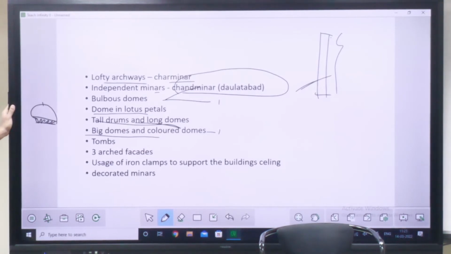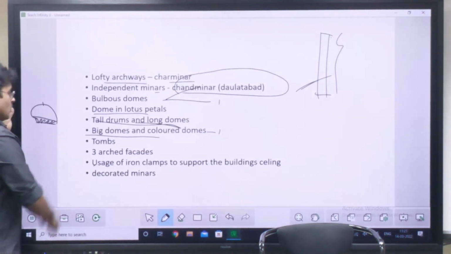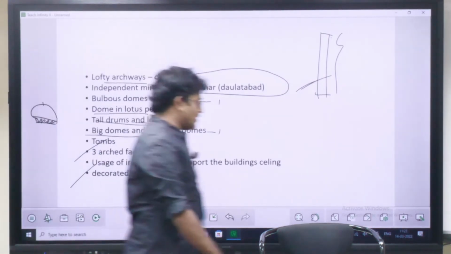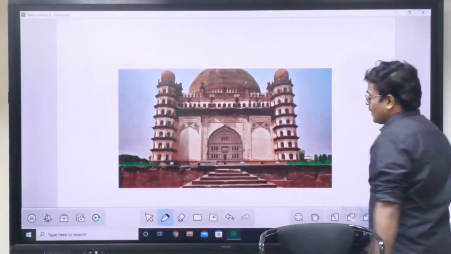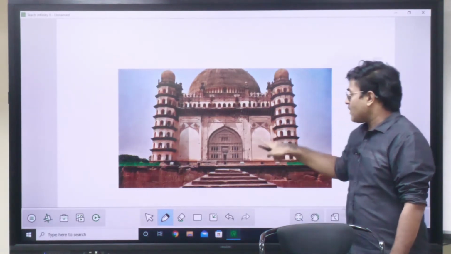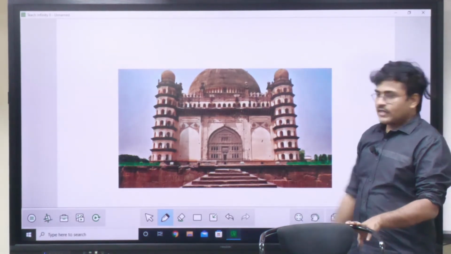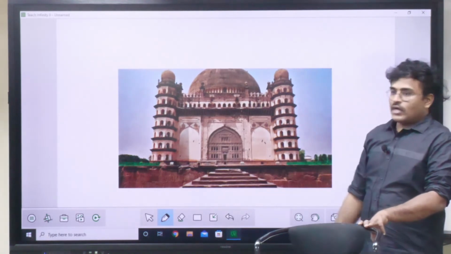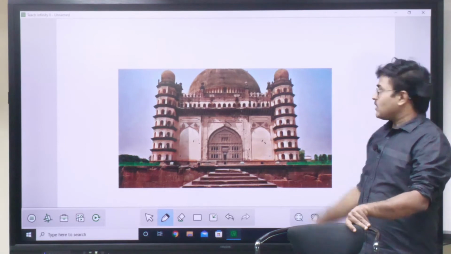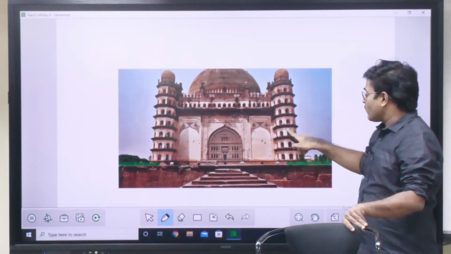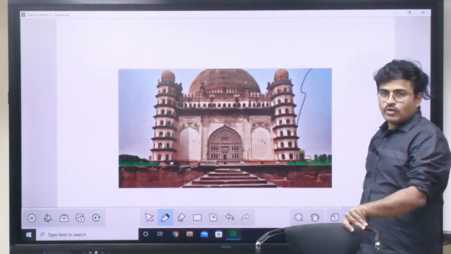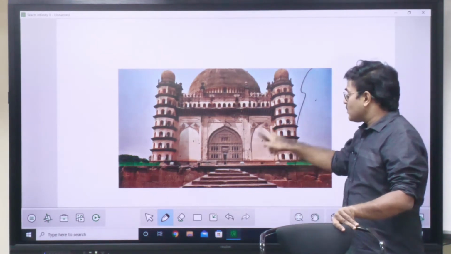They also used decorated minars, and they also used 3 arched facades. Facade means, always remember, an ornamental entranceway. Yes, this is the facade, and these 3 arches are present here, not 1. Yes, 1, 2, 3. And it is also decorated a little. This is the image of Gol Gumbad. The minar is also decorated with this kind of balconied structures with windows. This is also unique to them. Minar decoration, then along with that, 3 arched ways.